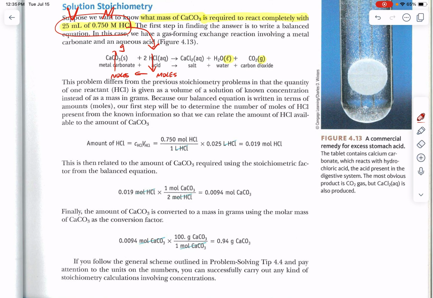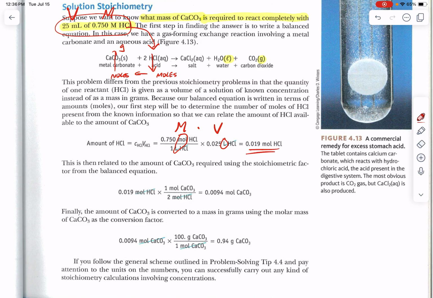And in this case, instead of being given grams of hydrochloric acid and having to convert it into moles, we're just going to multiply the volume times the molarity together. So here is my volume converted to liters, and here is my molarity, moles per liter. And when I multiply the volume times the molarity together, I get my moles of hydrochloric acid.